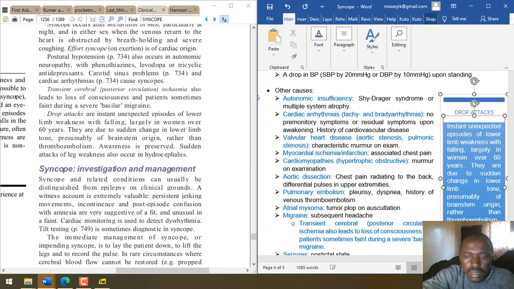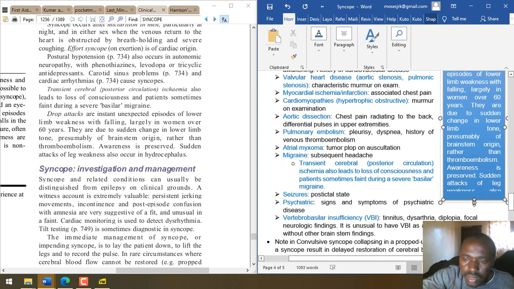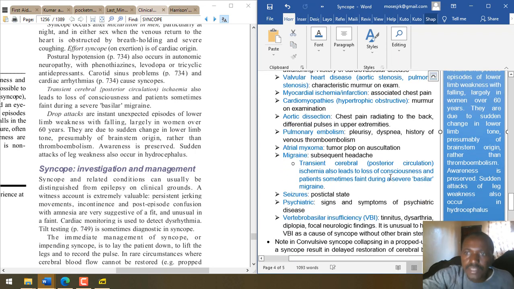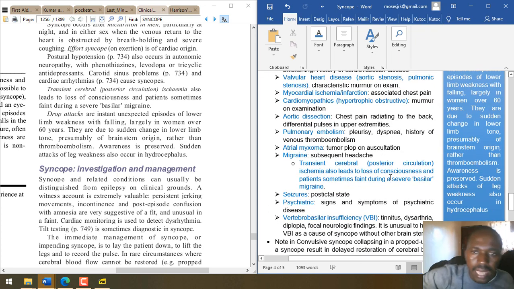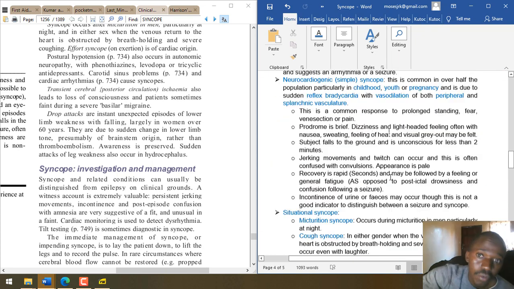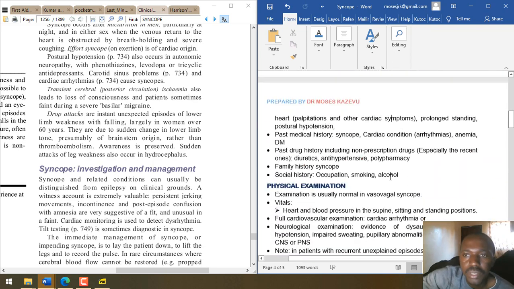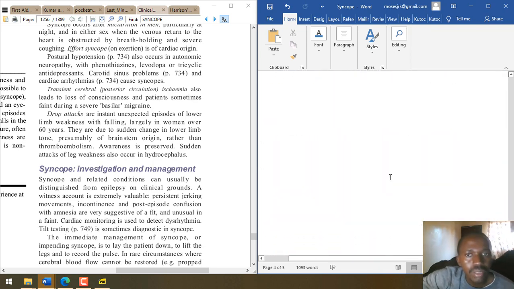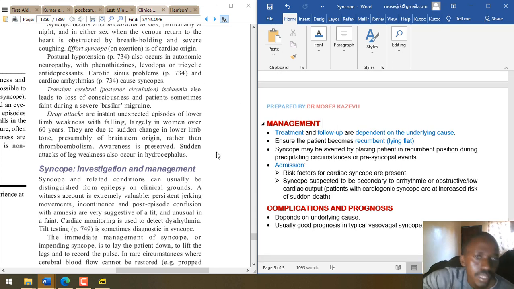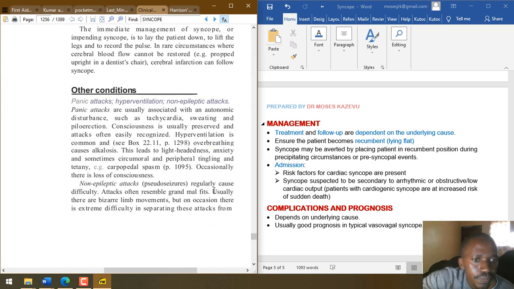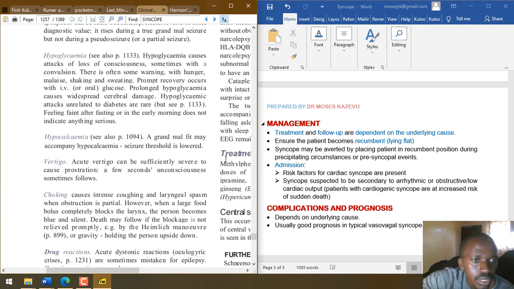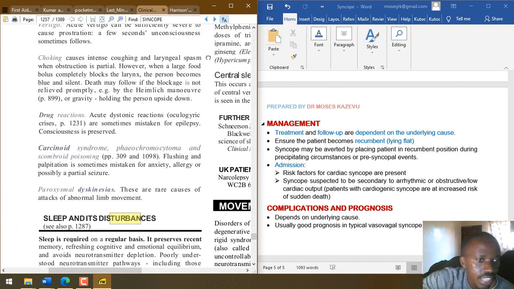Sudden attacks of leg weakness also occur in hydrocephalus. Okay, hydrocephalus. So that's like a nice box that we can add there. So remember, you should be saving your work every time, because once you make this master copy and you actually read through it, then you're able to understand about syncope. All right, so just other conditions. We shall add them at the end.